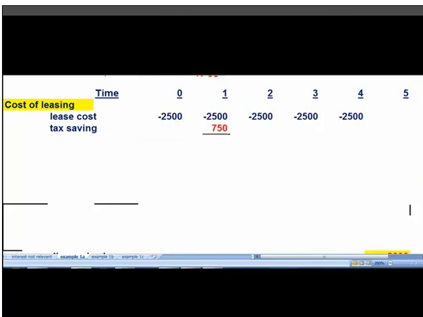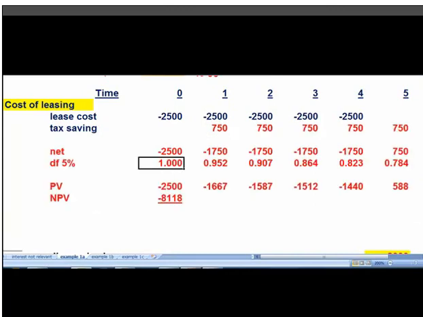Netting off the cash flows and discounting at 5%, this time will give us an NPV of 8,118. The cost of leasing is therefore higher than the cost of buying with the bank loan. And we can say that leasing is 326 more expensive. That's the difference between the two NPVs. Now there's another way of presenting exactly the same analysis, and we'll look at this now.